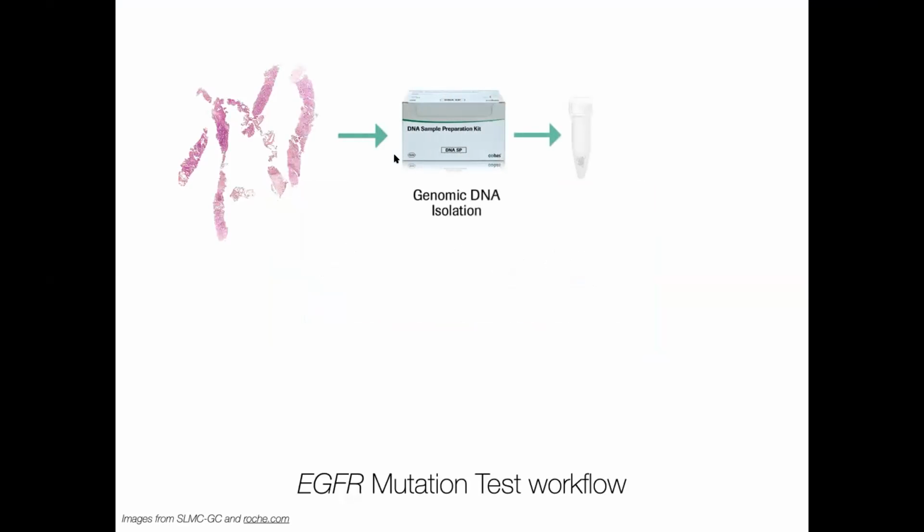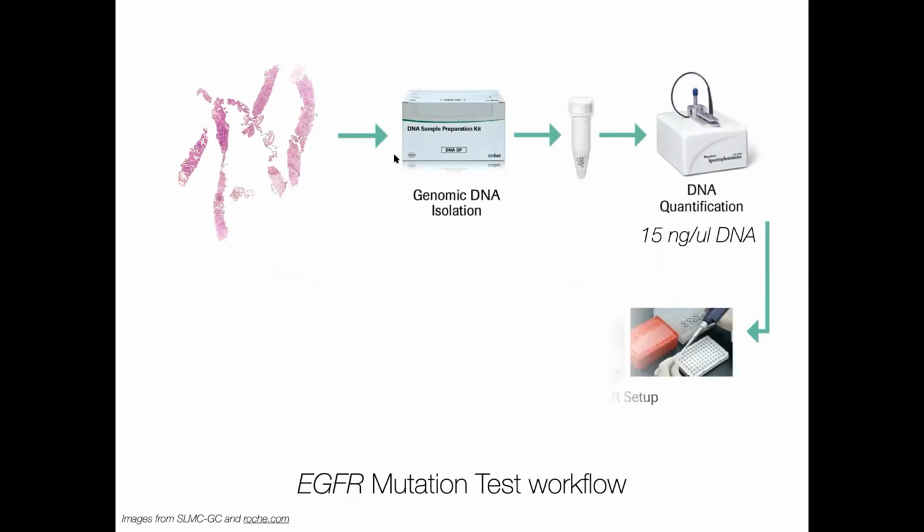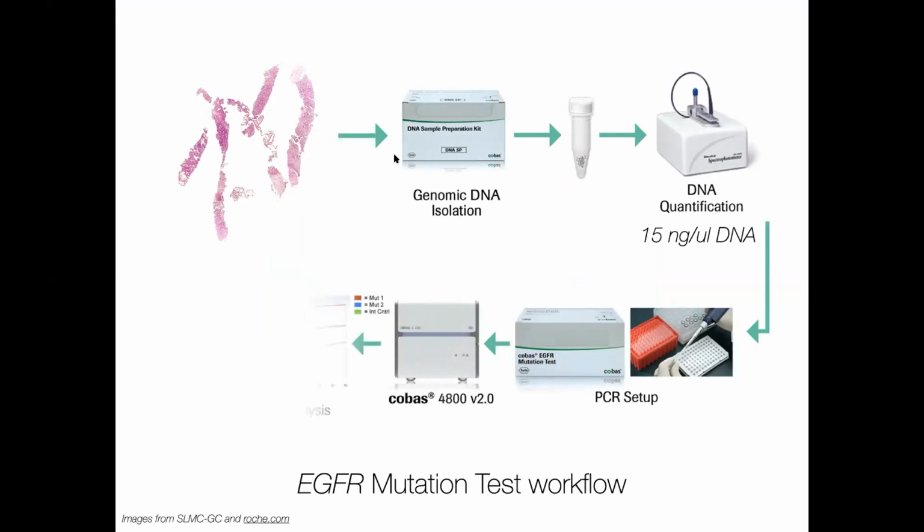So 15 nanogram per microliter genomic DNA was isolated, and this was adequate considering the minimum DNA stock concentration of this assay is 2 nanogram per microliter. The target DNA was then amplified. Mutation analysis was performed through real-time PCR analysis using the Cobas 4800 system version 2, wherein the analysis of raw data and reporting of results were fully automated. A mutant control and a negative control were included to confirm the validity of the run.